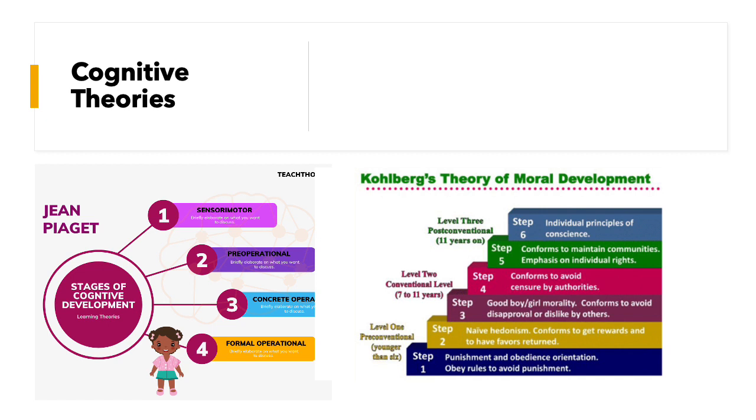Then we have Kohlberg's theory of moral development. And so he believed that children develop morally through different stages.